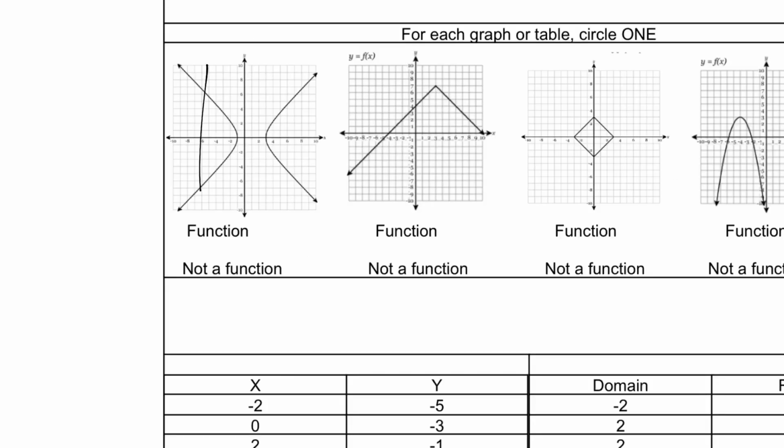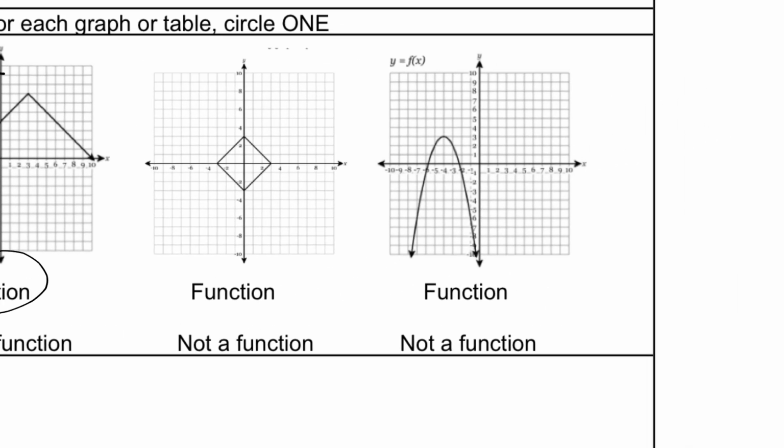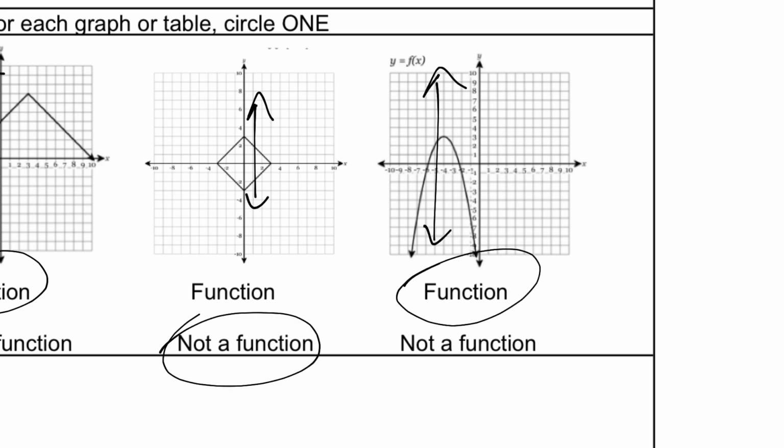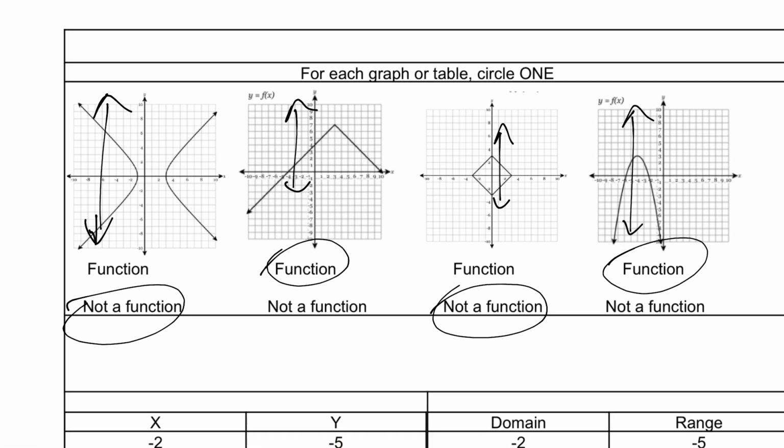This one does not pass the vertical line test, so we're going to say not a function. This one passes the vertical line test. This one fails the vertical line test, not a function. This one passes the vertical line test. Are these functions yes or no?